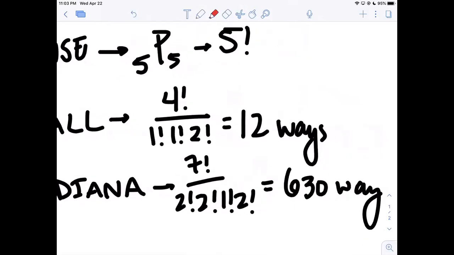Also, these could be simpler to write. Like 1 factorial, 1 factorial, 2 factorial is 1 times 1 times 2 times 1. That's just 2 in the denominator. Okay, that's not too hard. Same thing down here. 2 factorial, 2 factorial, 1 factorial, 2 factorial is just 2 times 2 times 2, which is 8. So these denominators can get pretty simple pretty quick. So this will become 2 and this becomes 8.